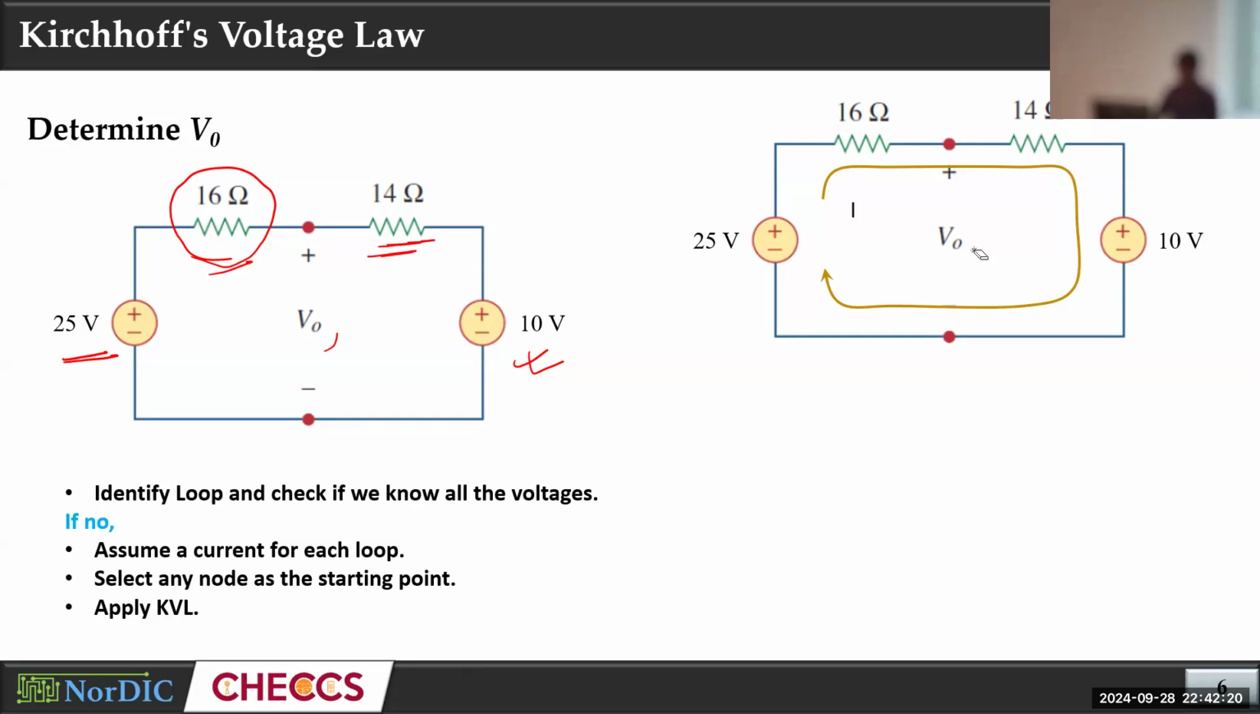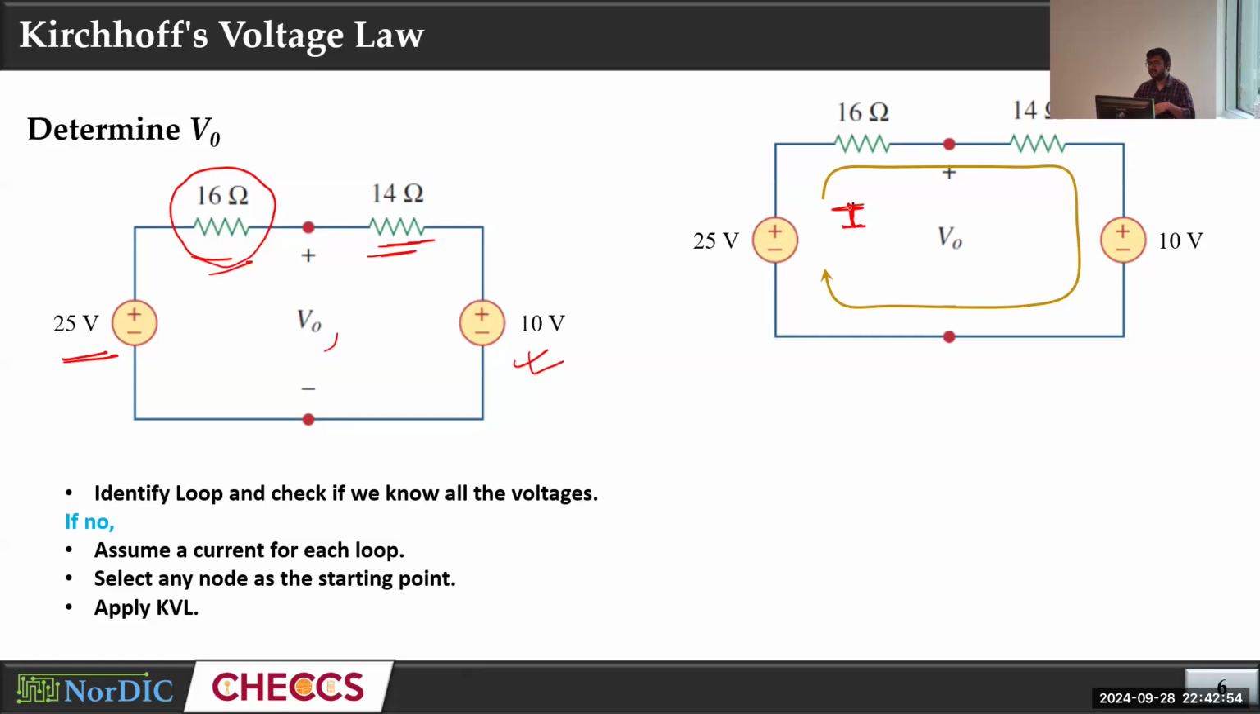So this is the second step. If we don't know the current, we'll have to assume a current for that loop, including the direction and the value. So we have assumed a current of I here with clockwise direction in the loop. Since we have assumed a current, we now know the value of current. And if we know the current, we now know the voltages of all the resistors in the circuit.